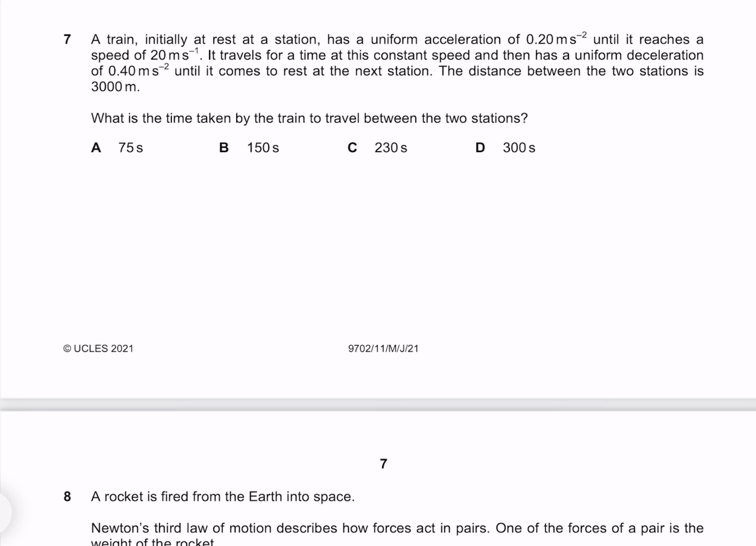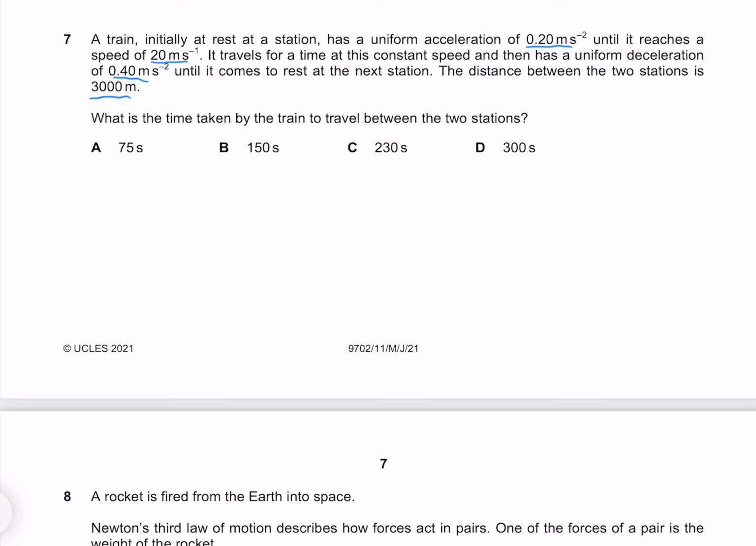A train initially at rest at a station has a uniform acceleration of 0.2 meters per second squared until it reaches a speed of 20 meters per second. It travels for a time at this constant speed and then has a uniform deceleration of 0.4 meters per second squared until it comes to rest at the next station. The distance between the two stations is 3,000 meters. What is the time taken by the train to travel between the two stations?